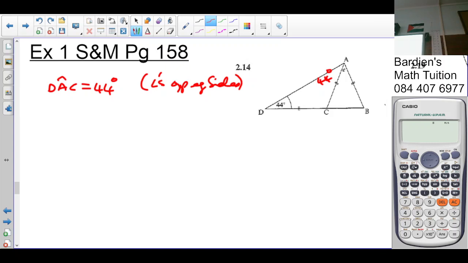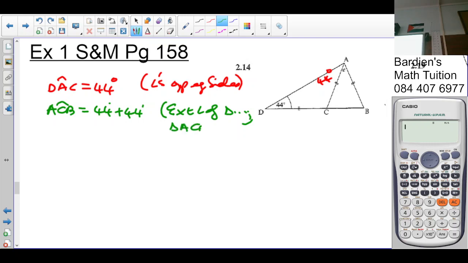ACB is equal to 44 plus 44. Why? Exterior angle is equal to the sum of two interiors. Can you see that, people? So you're going to say ACB is equal to 44 degrees plus 44 degrees. Why? Because that's the exterior angle of the triangle. The exterior angle of a triangle is equal to the sum of the two interior opposite angles, and it's triangle ACD. So ACB is equal to 88 degrees.